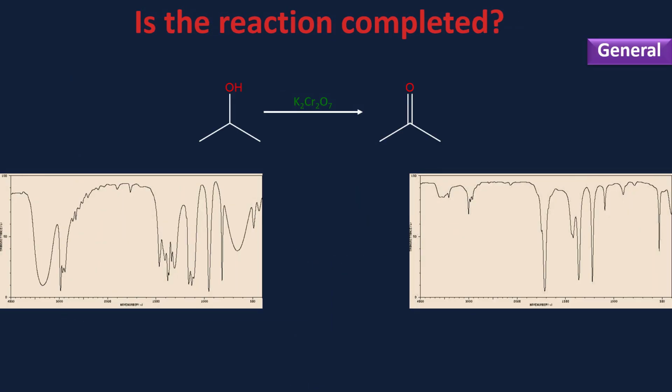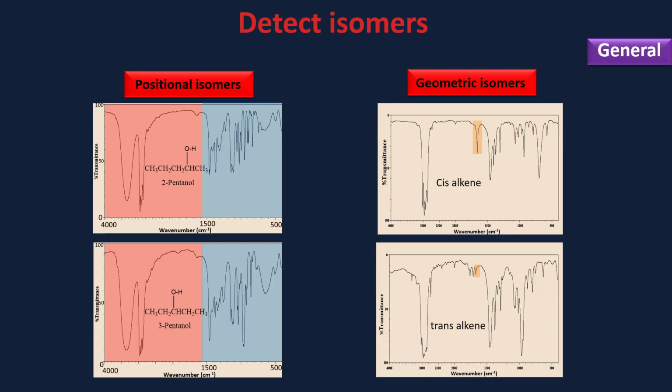In general, we can know if the reaction is complete or not by using the IR spectroscopy. In this example, the reaction is complete when the oxygen-hydrogen band disappears and the carbonyl band appears. So simple. It can also detect the positional isomers by comparing their fingerprint region and the geometric isomers by their band intensities. Let's see the research field.